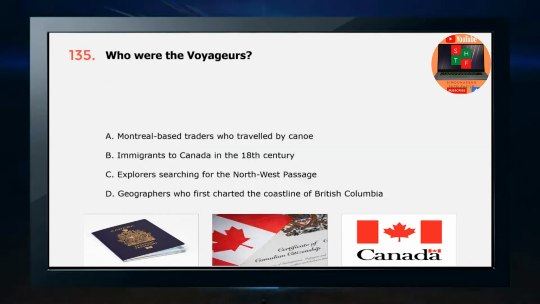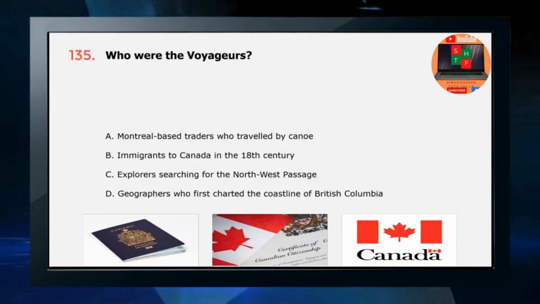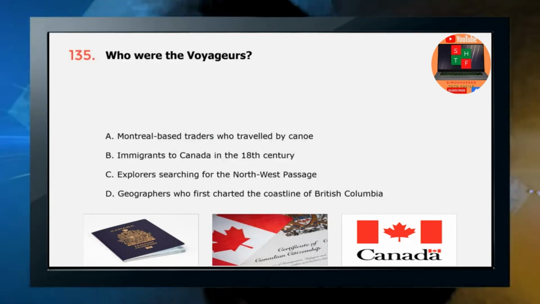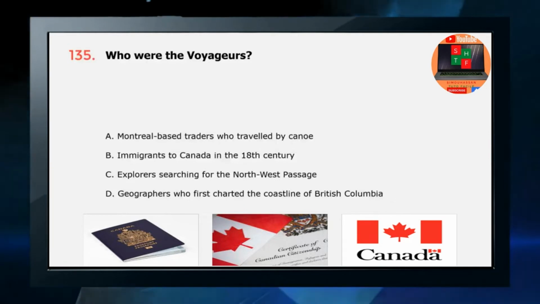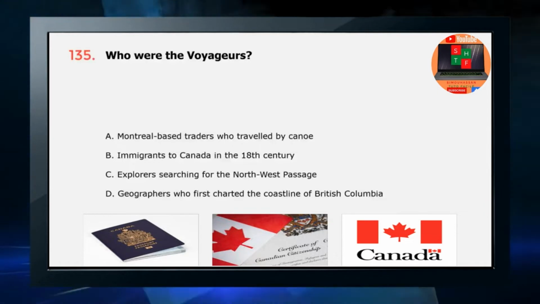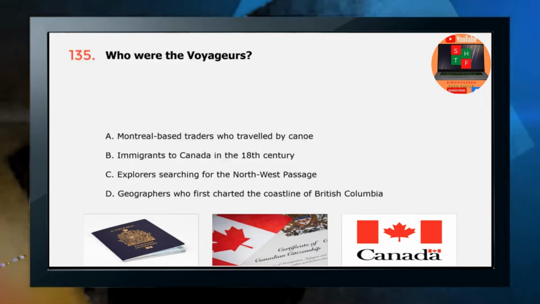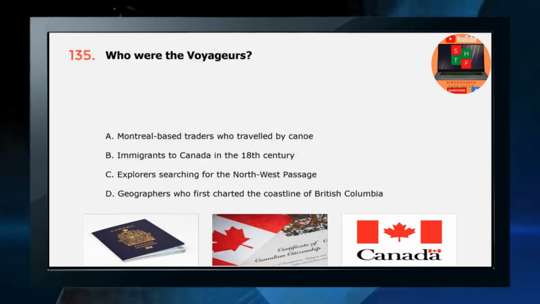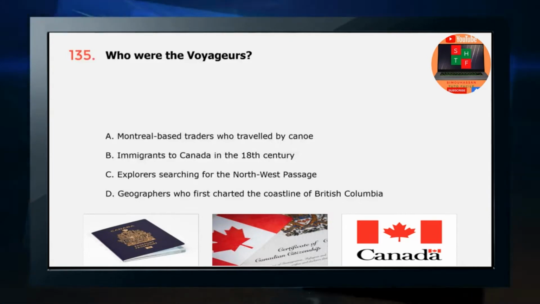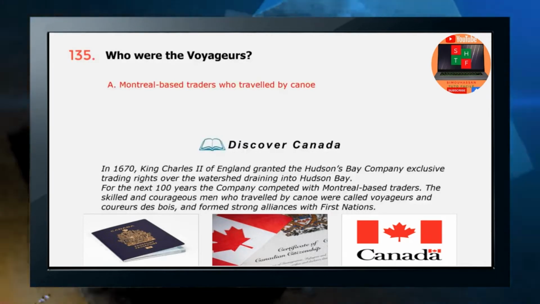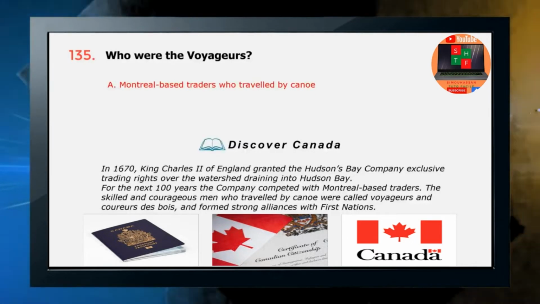Question 135. Who were the voyageurs? A. Montreal-based traders who traveled by canoe. B. Immigrants to Canada in the 18th century. C. Explorers searching for the Northwest Passage. D. Geographers who first charted the coastline of British Columbia. The answer is A. Montreal-based traders who traveled by canoe.